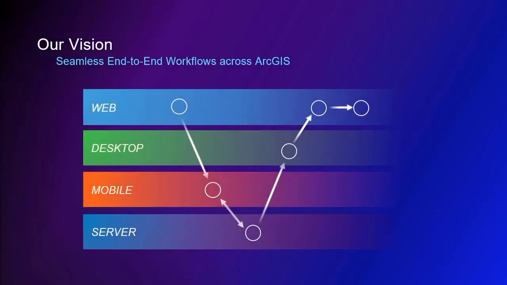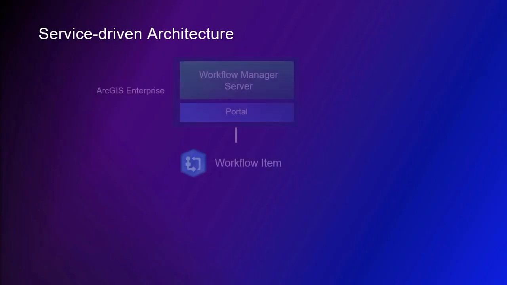Our ultimate vision is to allow organizations to create their own seamless end-to-end workflows across ArcGIS for completing their work. Whether processes take people from the web to mobile, to desktop, or through purely automated activities and out again, we want to become the glue to ArcGIS technology, the nervous system to your repeated processes through the ecosystem. To back this vision, we released the service-driven architecture.